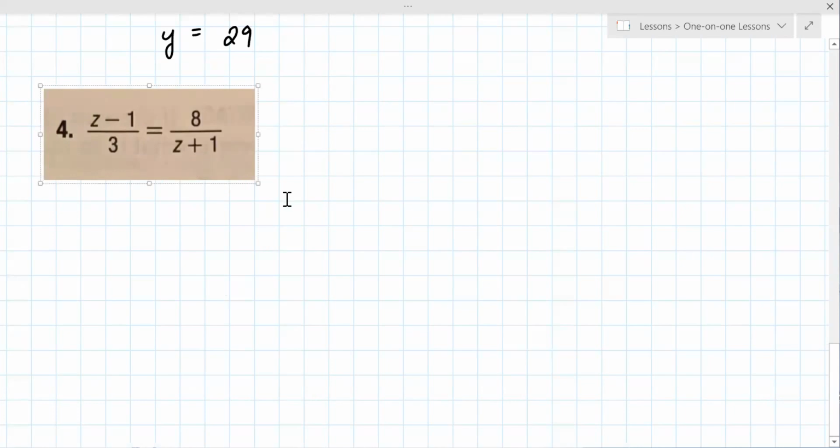Okay, this one, again, there's kind of implied parentheses. Whenever you have more than one term in the top or bottom, you can assume there's implied parentheses around it. So this is z minus 1 times z plus 1 equals 3 times 8.